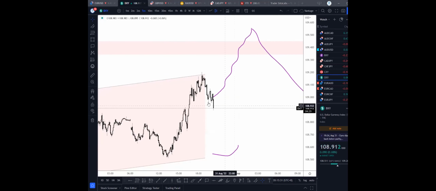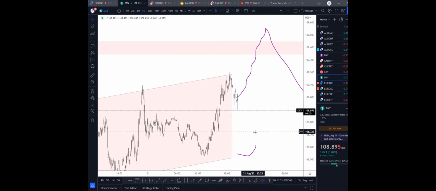And this was the expected move: down, liquidate, up and move up. There seems to be a delay in terms of the results, so let's give it a while. Seems like the move is downwards to complete this channel.